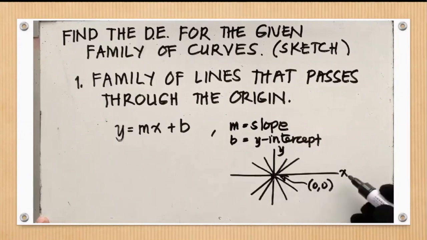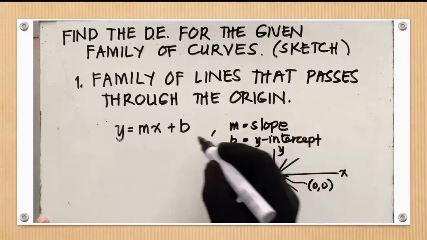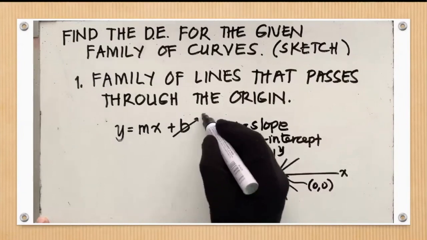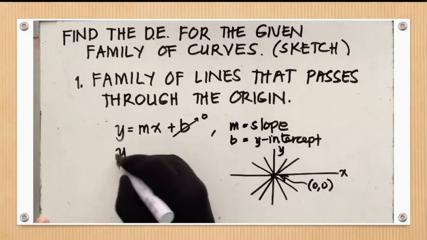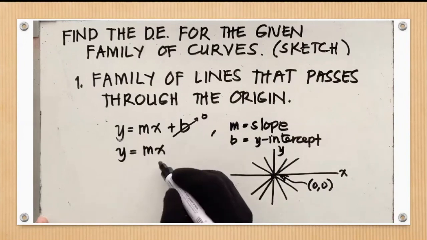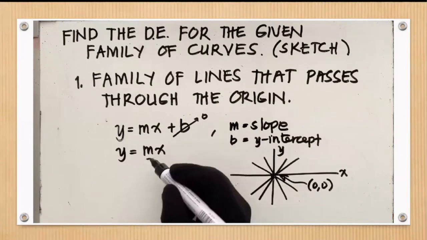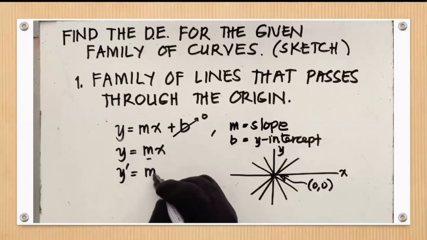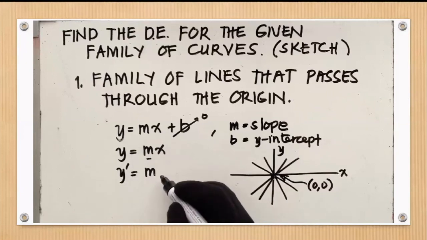Okay? So kapag i-substitute mo yung value na 0 dun sa ating equation, you will notice that the y-intercept is equal to 0. Therefore, our equation now is y equal to m times x. M is the slope. Okay? So yung parameter natin dito is m, or yung slope. Ibig sabihin, bawat value ng slope represents one line that passes through the origin.